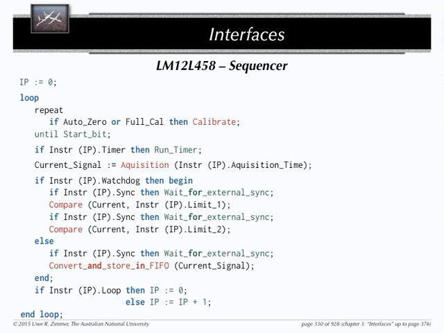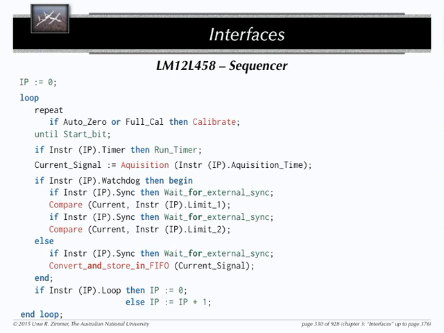See whether it's an auto-zero bit set or full calibration set. Then you do a calibration before you do anything else. If this specific instruction at hand has the timer bit set, run a timer first. Then you do the actual conversion. You trigger the actual AD converter to give me a value.